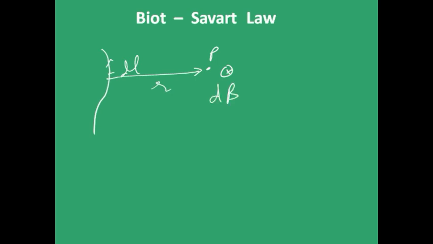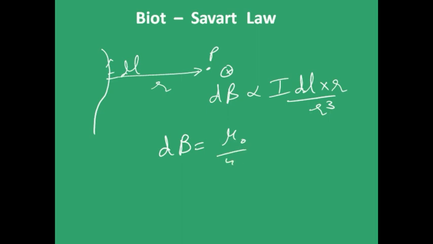This magnetic field due to that element only was found to be proportional to the current that the conductor was carrying, and also the length of that element, and it is inversely proportional to the R square. I'm writing it like this to give the direction, or I'll tell you this dB. To remove this proportionality symbol, I'll put a constant that will be mu naught by 4 pi.